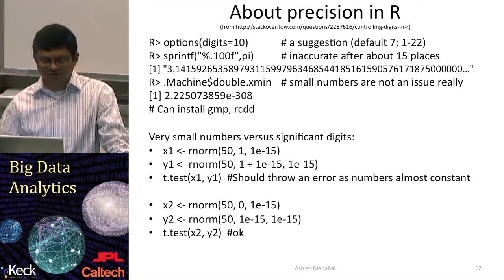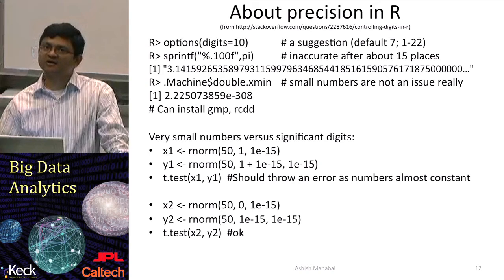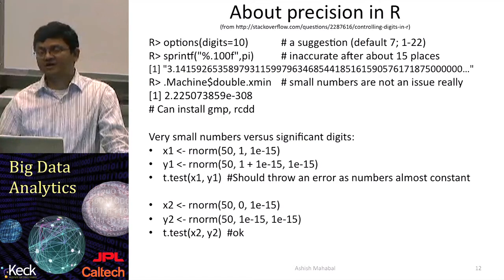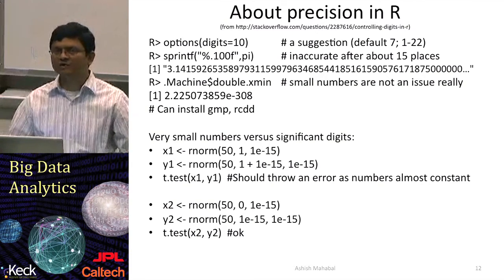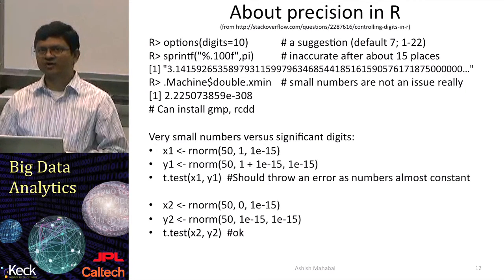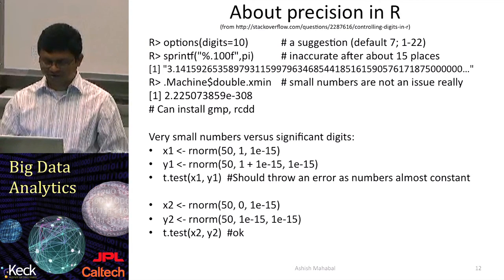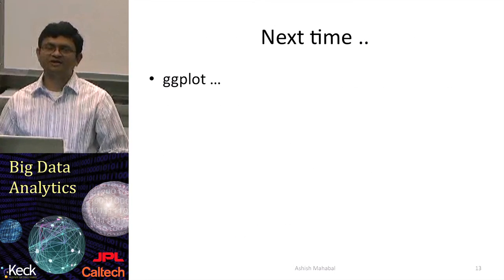But in the second example, what we do is that we assign to x2 numbers that have a mean of 0, and again a very small standard deviation. And to the second vector, we assign numbers that are very close to 0 mean, but not 0, and the same standard deviation. In this case, if you try to compare them, you'll be fine. So again, it depends very much on what kind of numbers you are trying to compare and what kind of precision you want with them. R will allow you to use them in a proper fashion. Next time we'll be seeing ggplot and some advanced plotting.